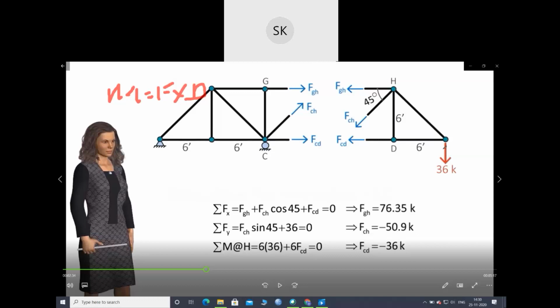So it will be force into distance. So 36 into 6. So this is the force into distance. Okay. What will be the next force? FCD. This force.